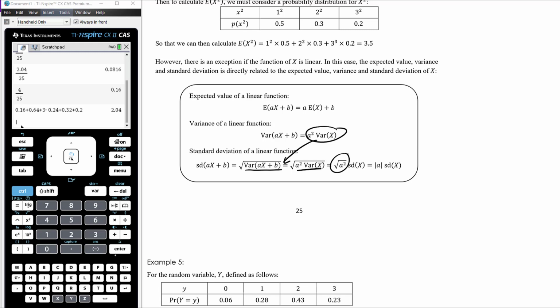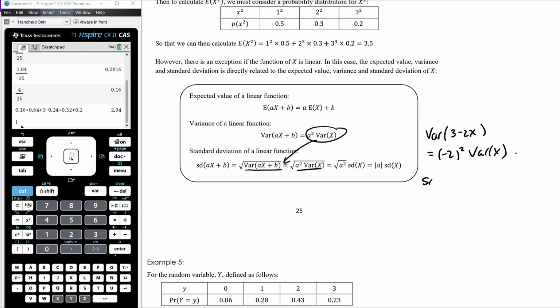Now it's worth noting that there's a slight problem here. It's not just as simple as being a times the standard deviation of x, because if the a value is negative, by the time you've squared it and square rooted it again, it won't be negative anymore. So it's just the magnitude of a, ignoring any negative signs. For example, if you were calculating the variance of 3 minus 2x, so a is negative 2, the variance of that would be negative 2 squared times the variance of x.